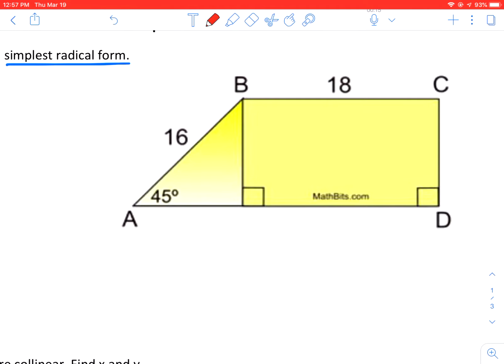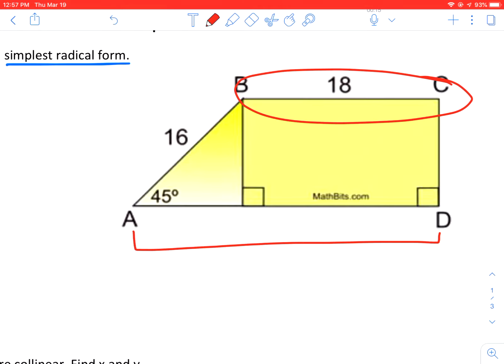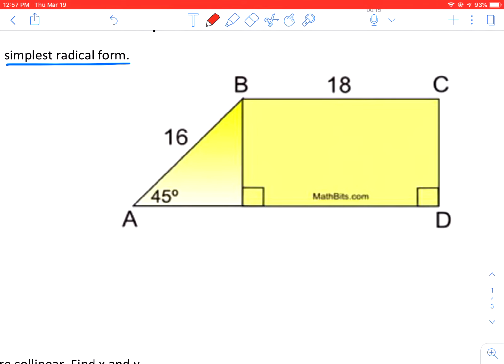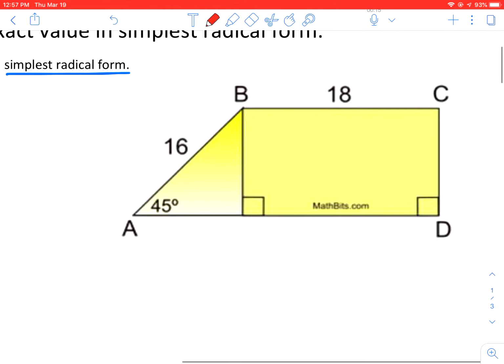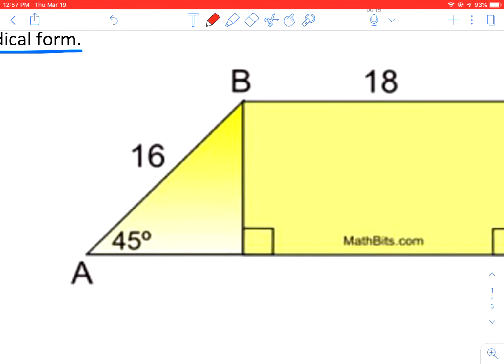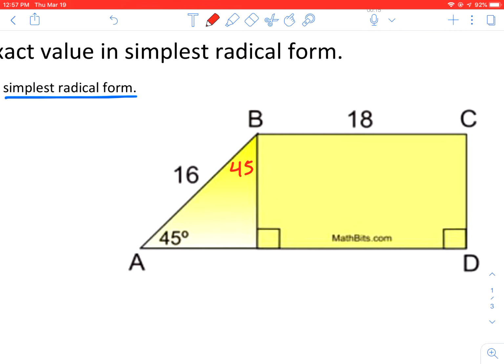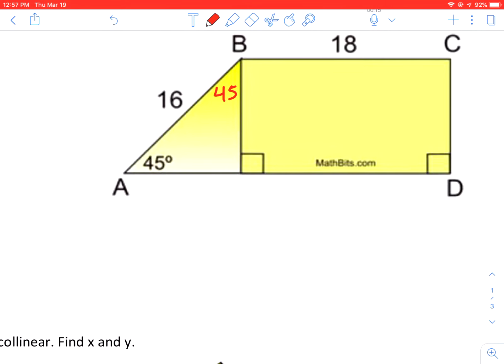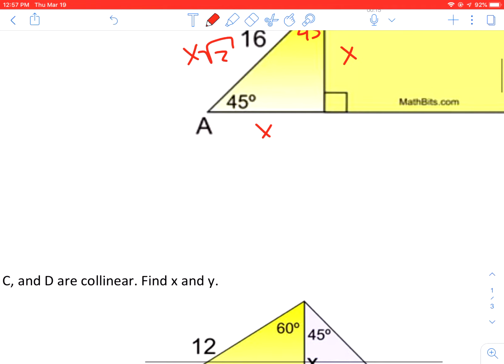You could also use the trapezoid formula, which is the average of the two bases, this guy and this guy, times the height. But I'm just going to add up the areas of the triangle and rectangle. So I see this is a 45, 45, 90 right triangle. And so we know the relationship is x, x, x radical 2. So x radical 2 is equal to 16. What is x equal to?